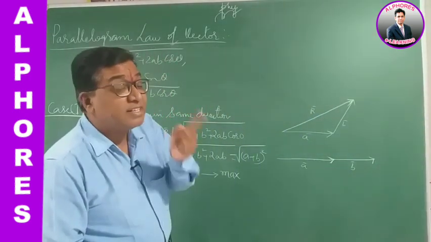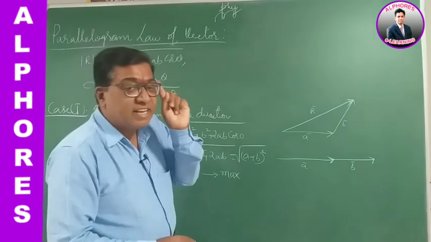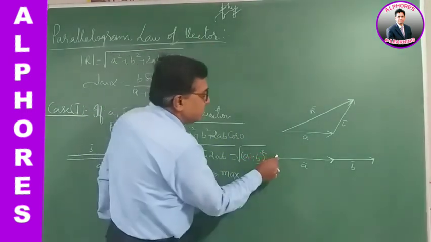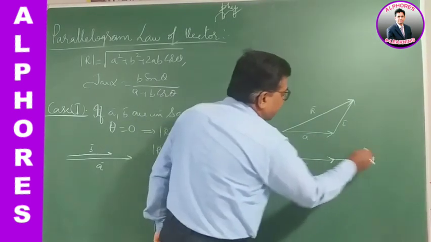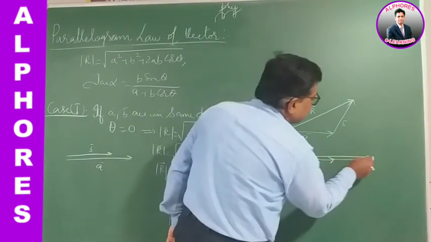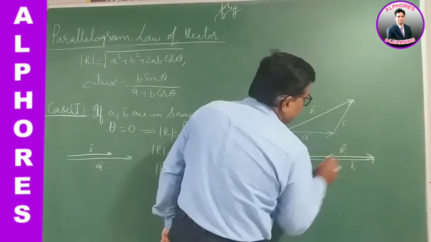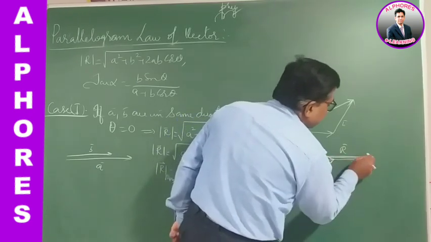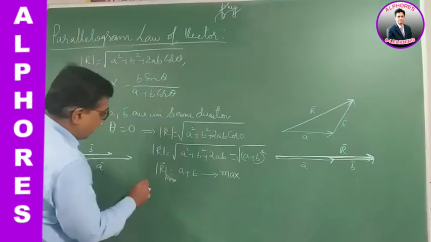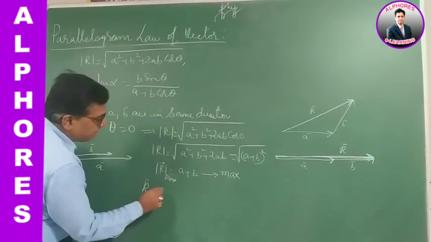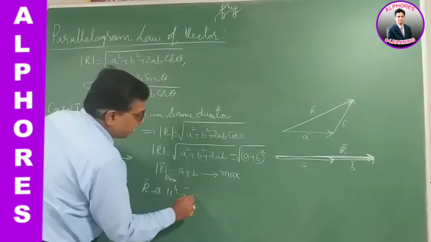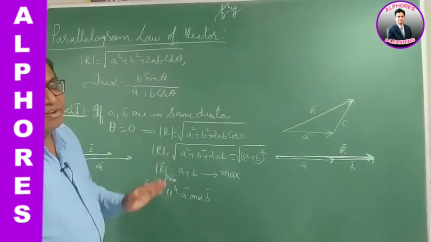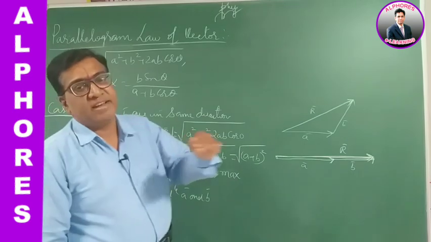Then the third side of the triangle is the line joining the initial point to the final terminal point. This is the initial point and the final terminal point is here. Now this represents the resultant vector. So if A and B are in the same direction, the resultant is also in the same direction. So R bar is parallel to A bar and B bar. So A, B and R, all the three are parallel vectors.